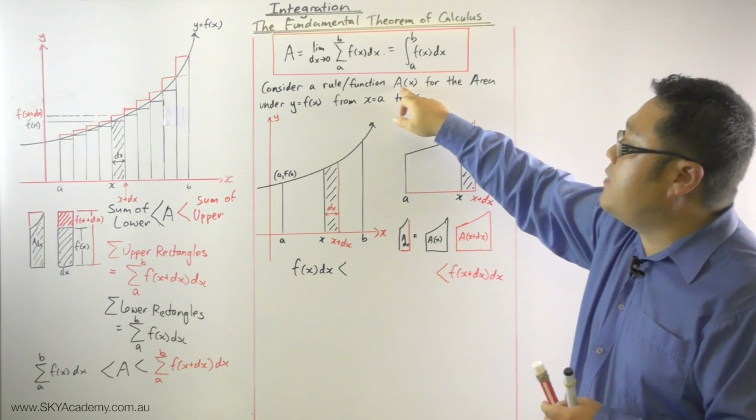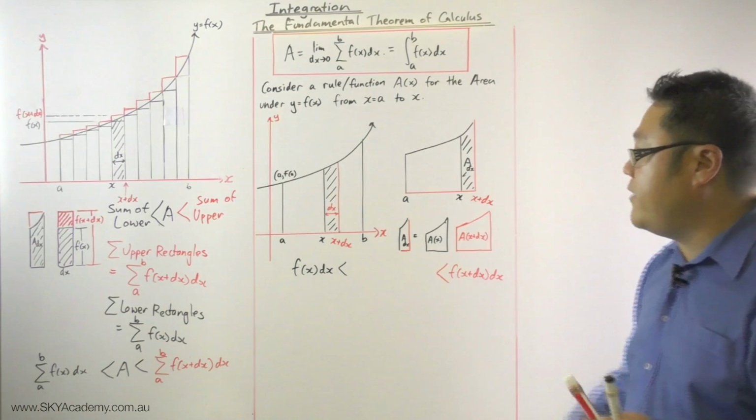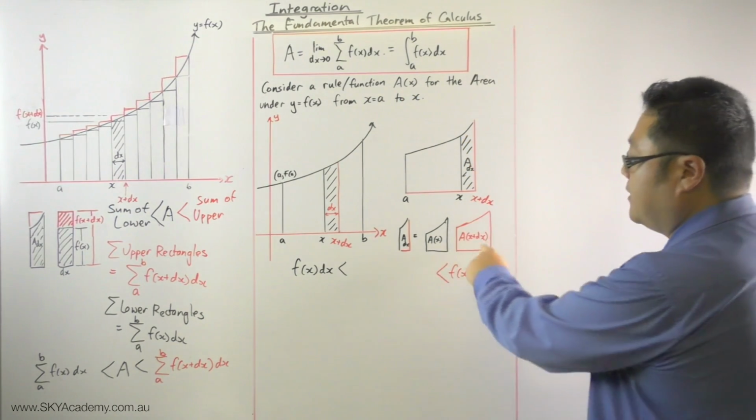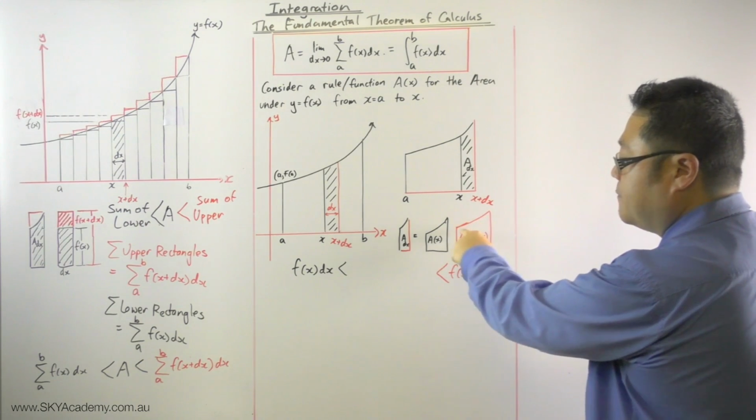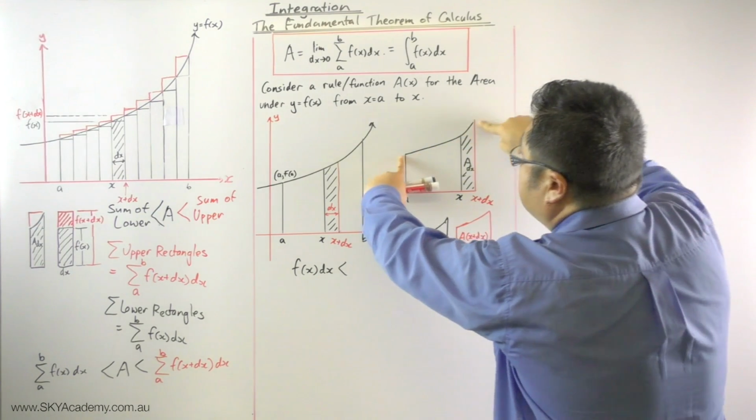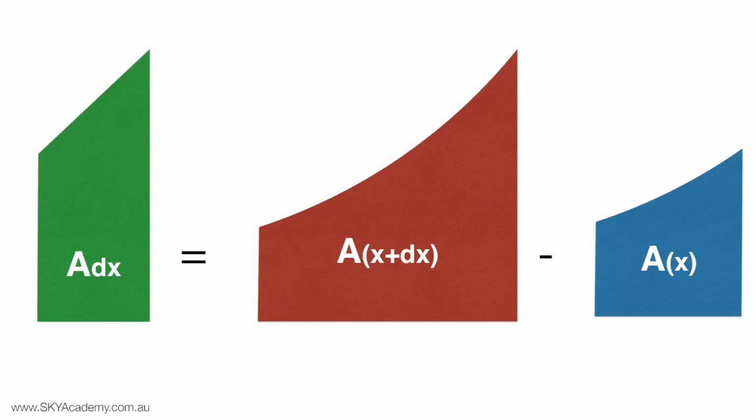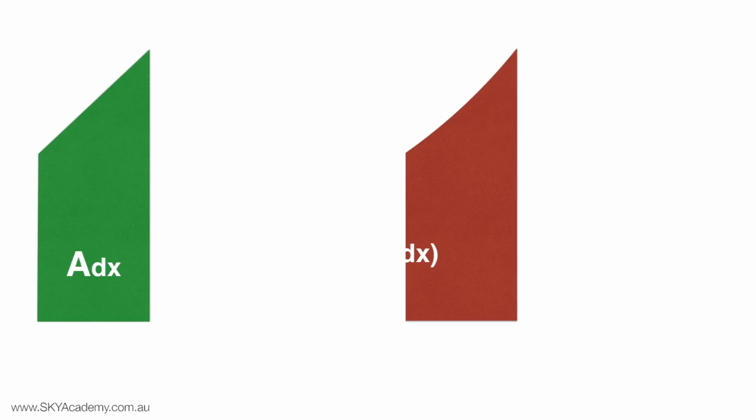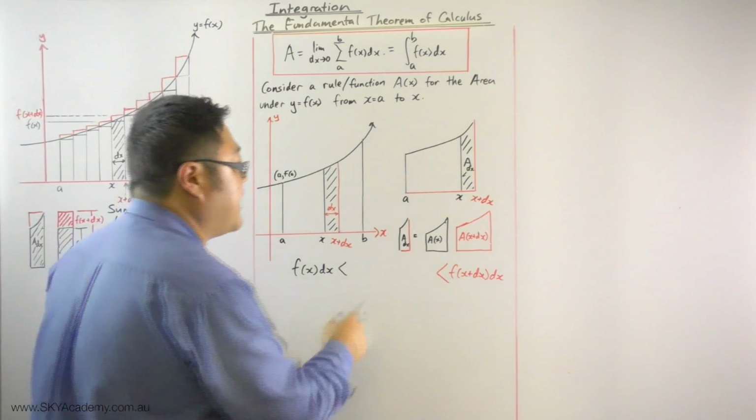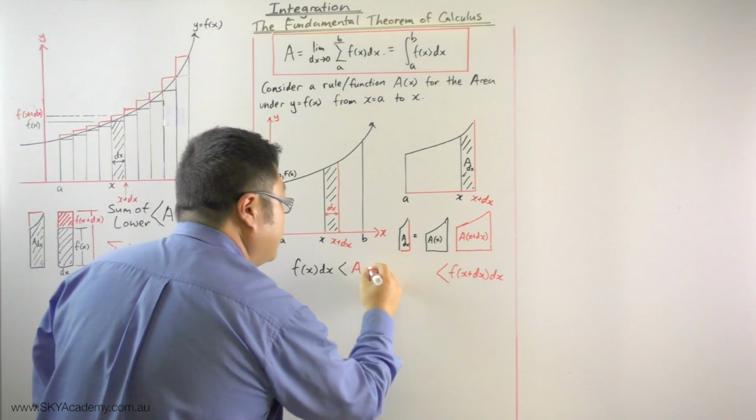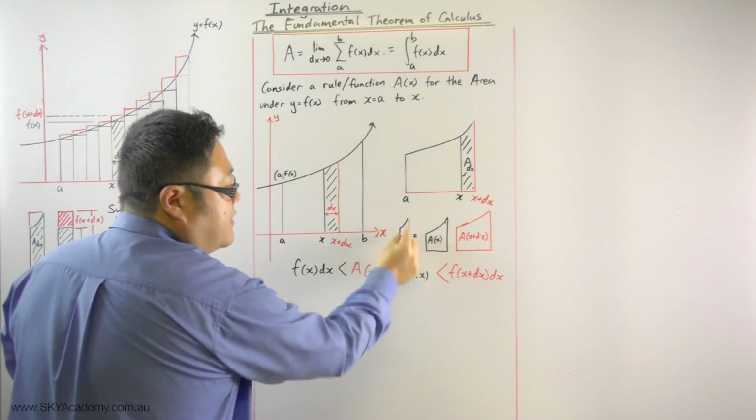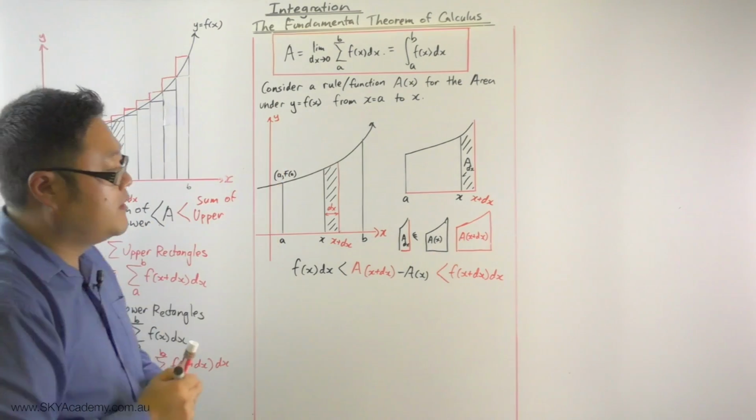Now, remember how we said that the area is going to be A of x? That's the rule for the area. Well, the rule for one of these strips is going to be the area of the red bit minus the area of the black bit. So what's going on here? To find the area of one of these strips, we find the area of this strip and minus the area of this bit. Does that make sense? So what we've got here is that the area of one of these strips is going to be A of x plus dx minus A of x. So this strip here is going to be this strip minus this strip. Okay? So that's what's going on.